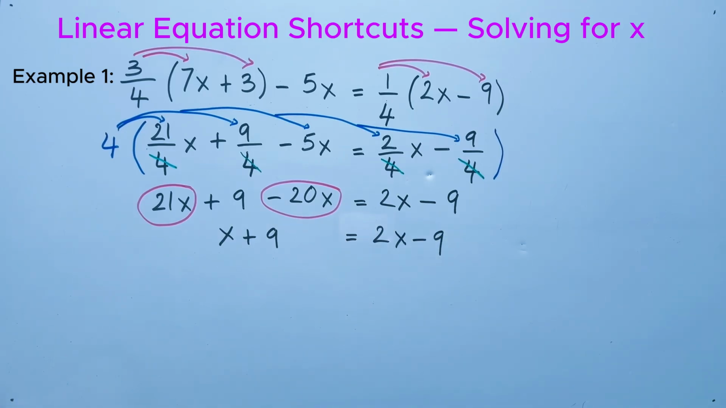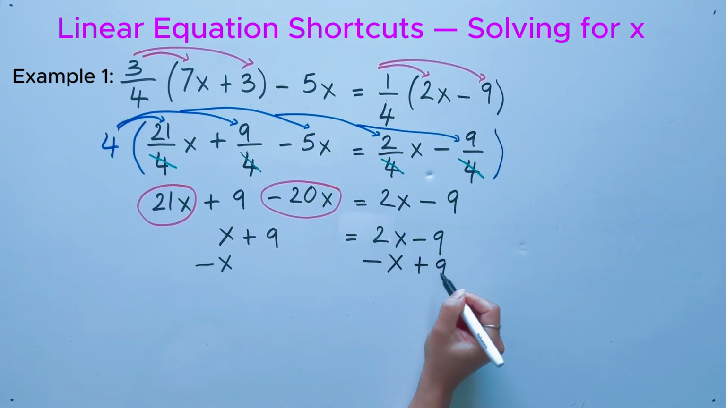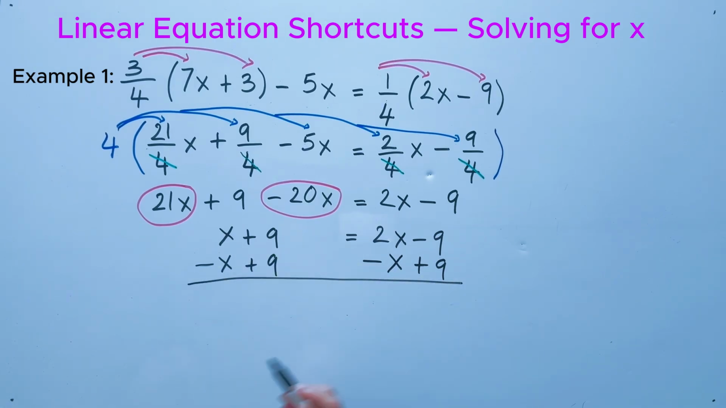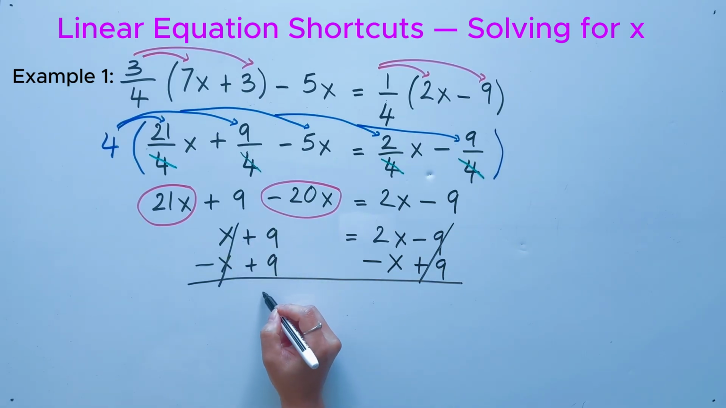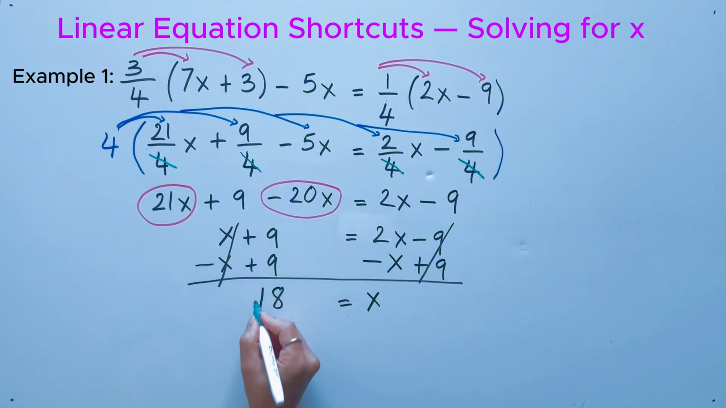Now you subtract x from both sides and then you add 9 to both sides as well. So you can do 2 steps at the same time. Cancel this, cancel this. 9 plus 9 is 18. So 2x minus x is 1x. So that's the answer: x equals 18.